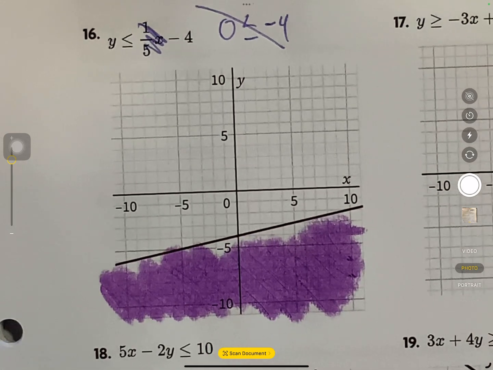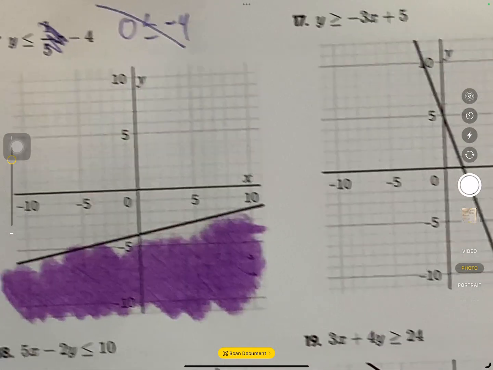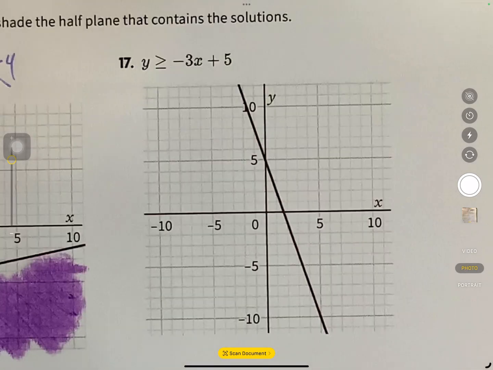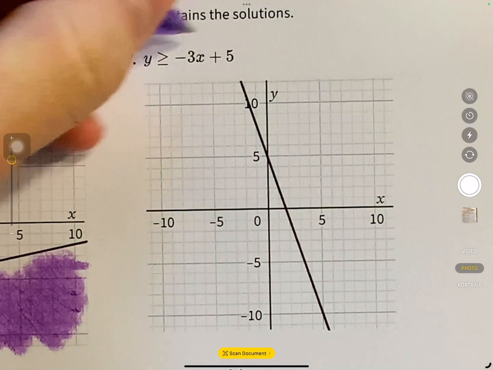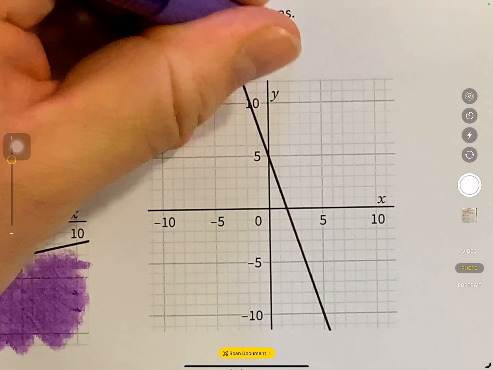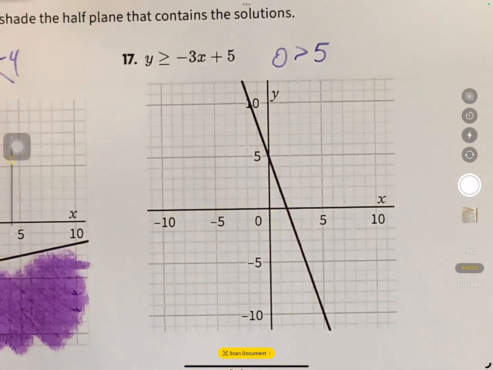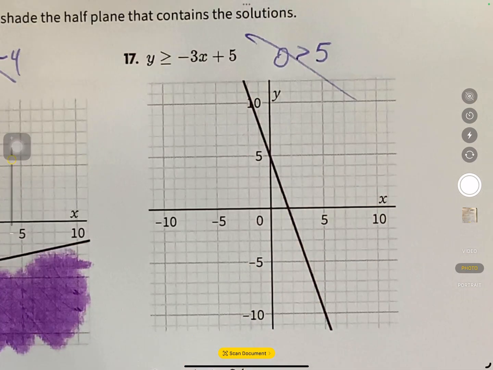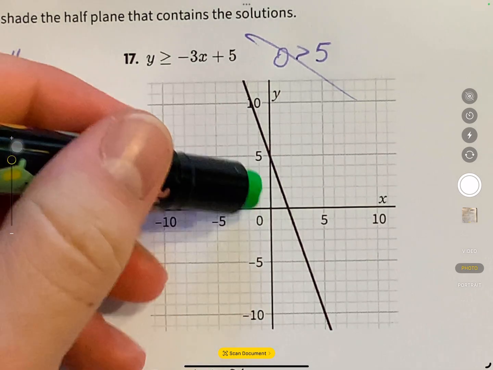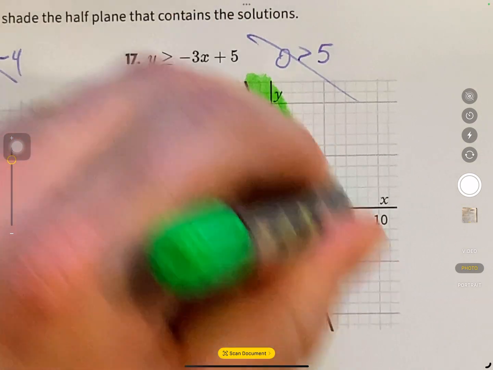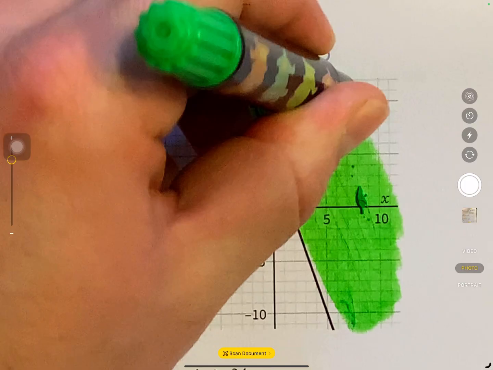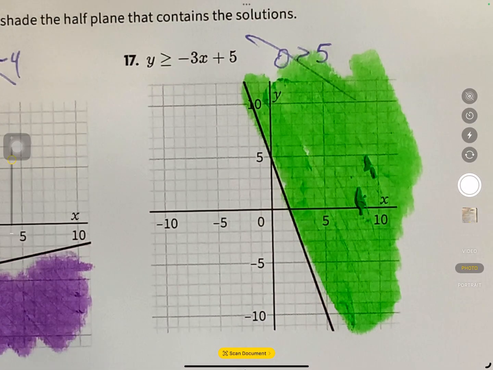Next one, test it out. If you need to pause it, right? Is 0 greater than 5? Is 0 greater than 5? It's not. So we can't shade where the origin is. We can shade the other side. I'm just flexing on you now with all these different colors.